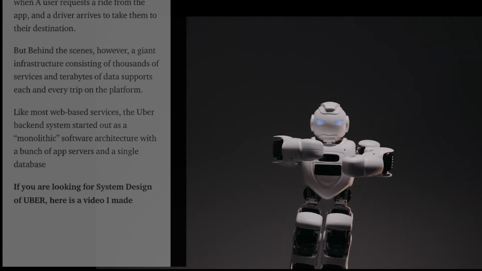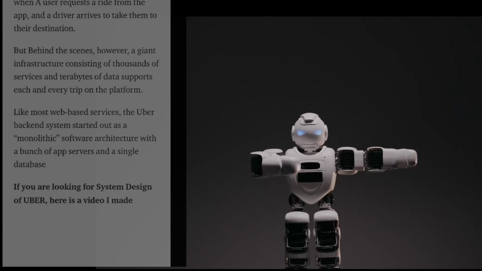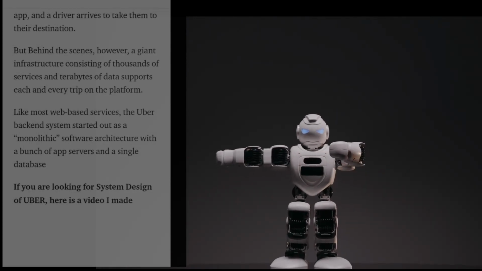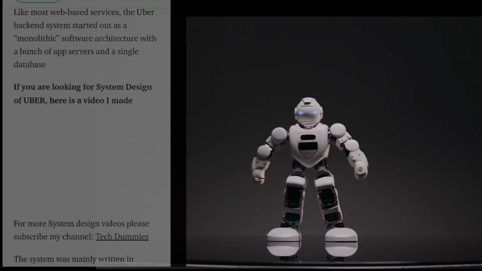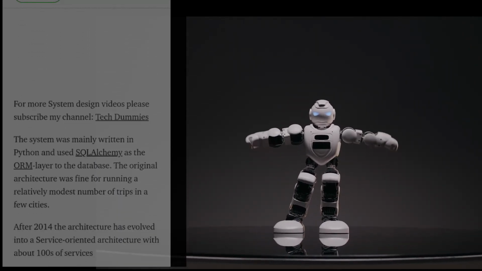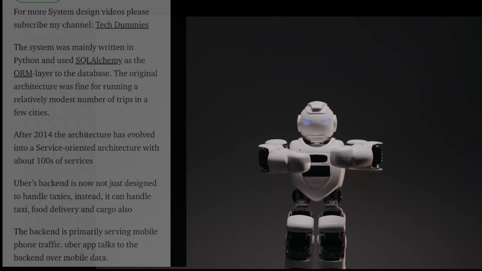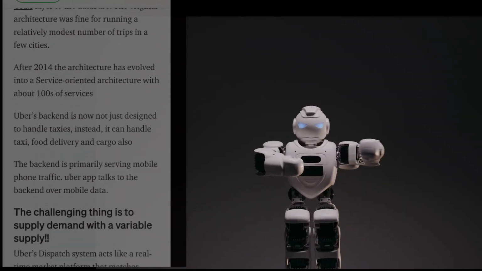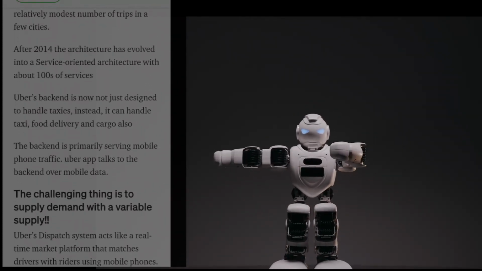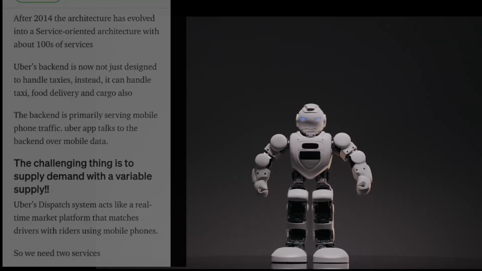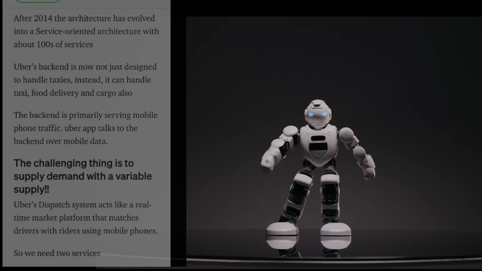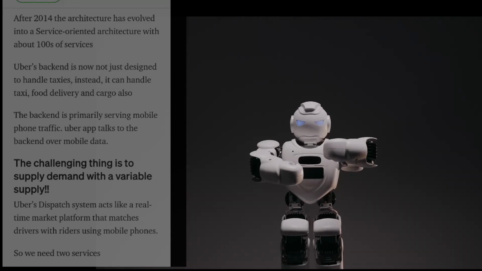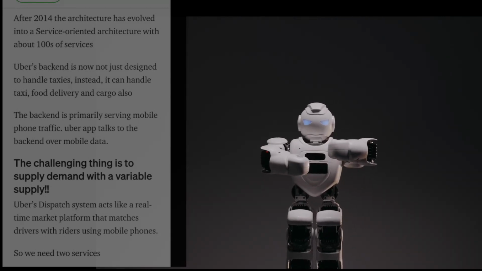Uber's backend system started out as a monolithic software architecture with a bunch of app servers and a single database. The architecture has since evolved into a service-oriented architecture. It's now designed to handle not only taxis, but also food delivery and cargo.